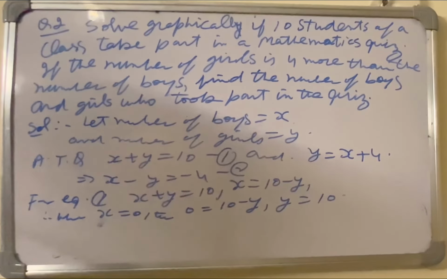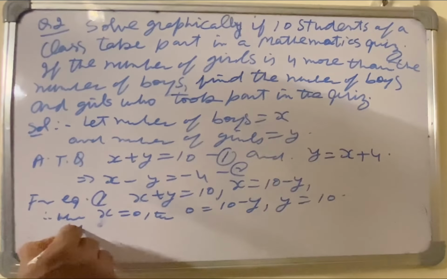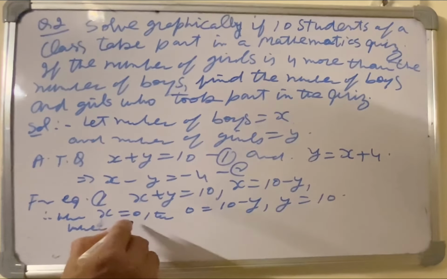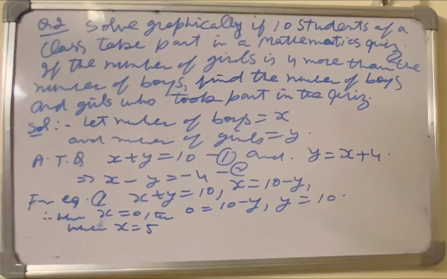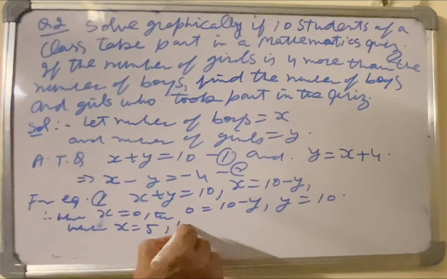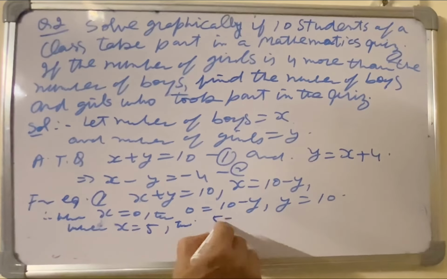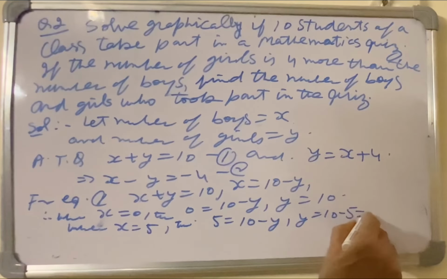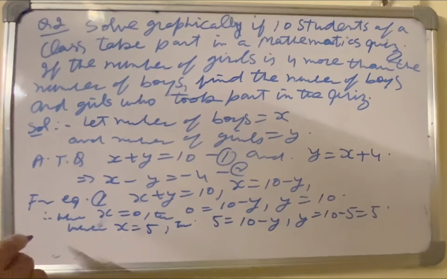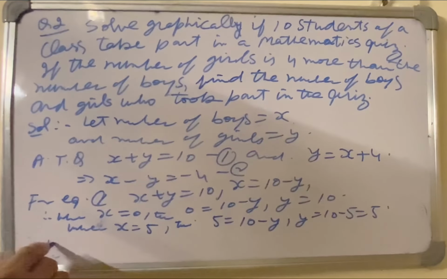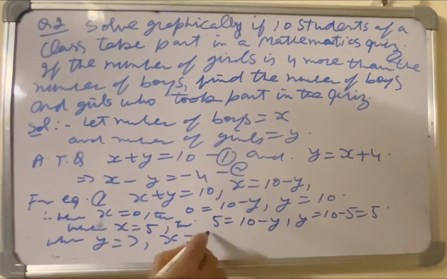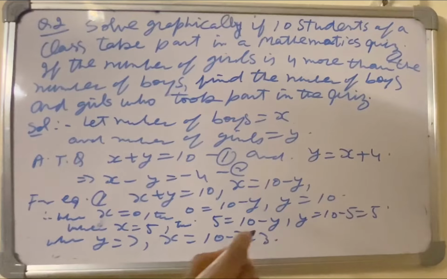Then when x is equal to 5, then 5 is equal to 10 minus y, so y is equal to 10 minus 5 is equal to 5. Also, we take one more value. When y is 7, then x is equal to 10 minus 7, which is 3.